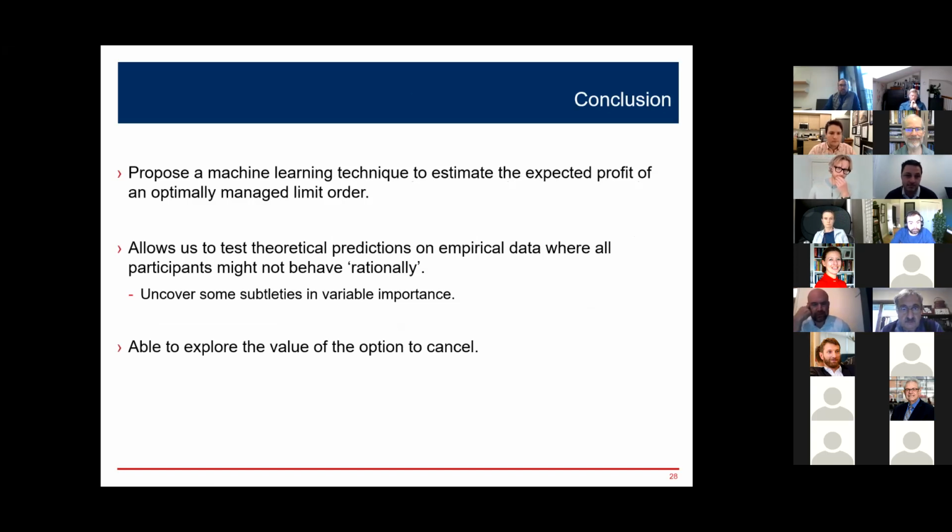And that allows us to test those theoretical predictions on the empirical data where people might not be as rational as you hope. And you can see some of those results. There's a lot of subtlety there, and there's probably a lot more I can talk about. There's also that ability to see how valuable the option to cancel is.